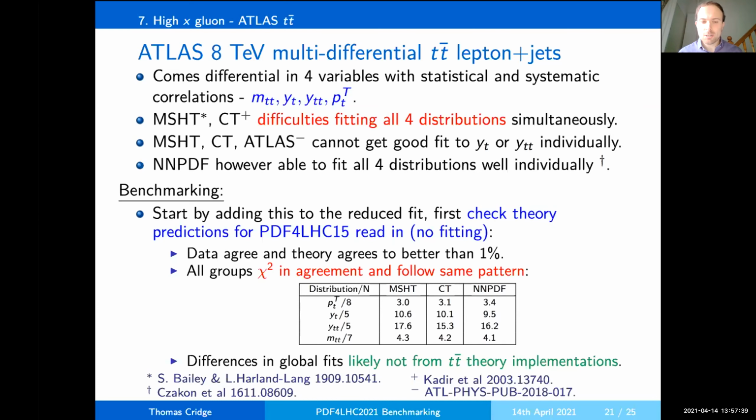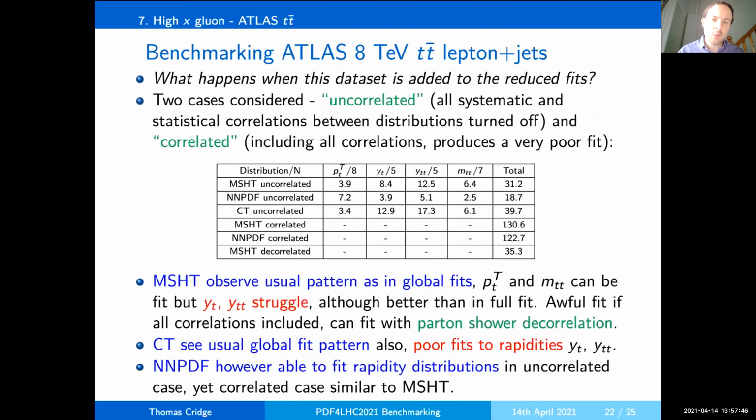So if you move on to the next slide, you can see what happens when these are included in the reduced fit. There's lots of information on here, but in the interest of time, just focus on the first 3 rows in this table here. What that essentially shows you is that once we actually fit these in the reduced fits, MSHT and CT are seeing the same pattern as before, the same as their global fits, where the rapidities can still not be fit well, perhaps marginally better than the global fits, but still fit poorly. On the other hand, NNPDF are already at this stage able to fit the rapidity distributions well. So the same pattern is emerging in the reduced fits.